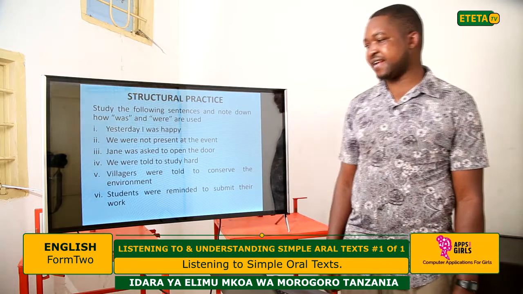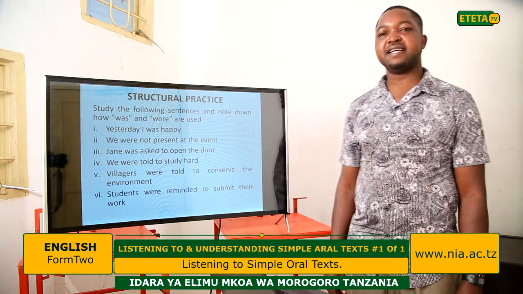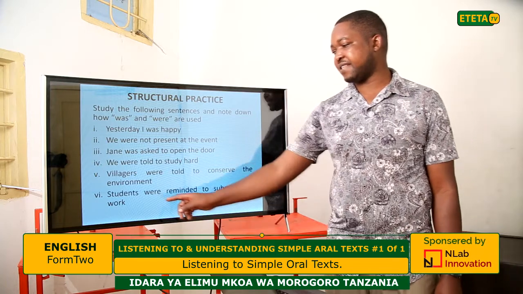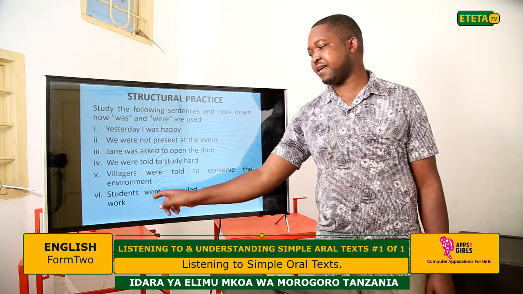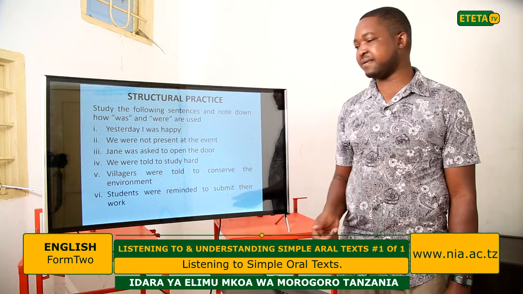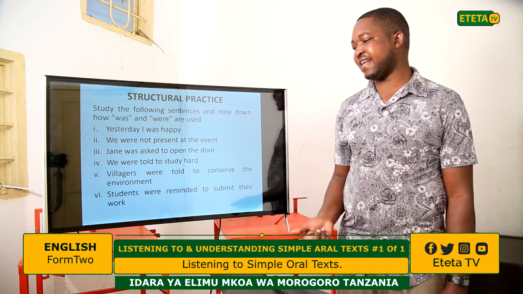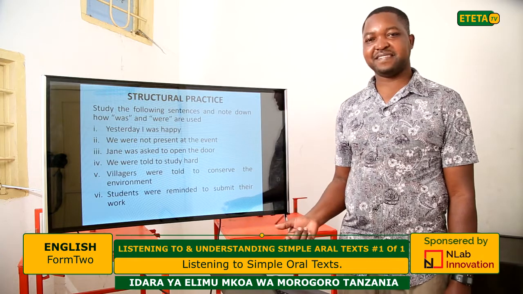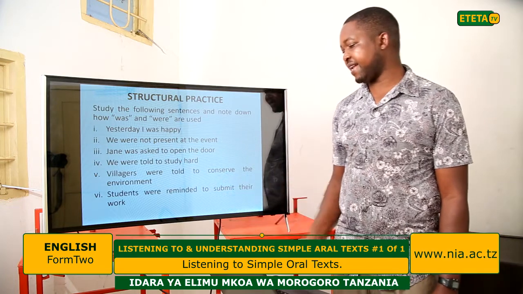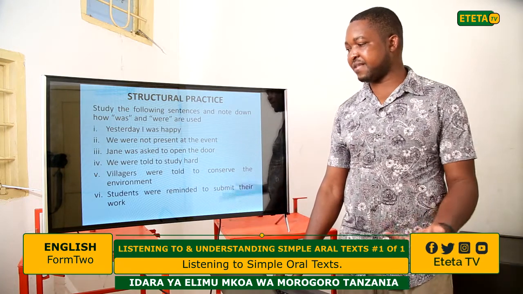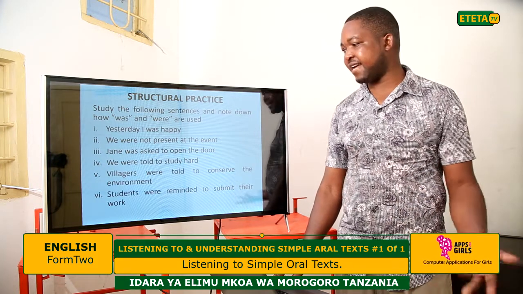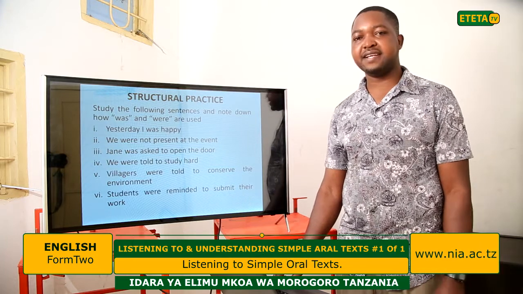Roman 6. Students were reminded to submit their work. As usual, take note of were. Before the word were, we have the noun which is in plural. Students, that is plural. So you cannot say students is reminded. You are talking about plural. So students were reminded to submit their work because there are more than 2 students. Plural starts from 2, 3, 4, 5, 10, 100, 200, 300, etc.